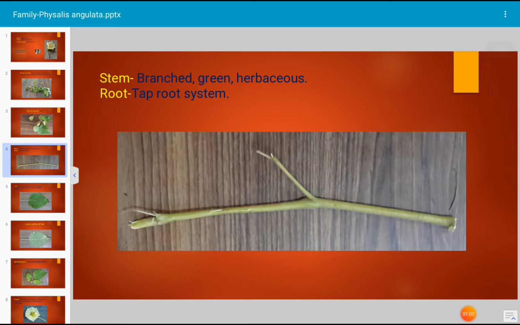How is the stem? It is a herbaceous plant, therefore the stem is green. It is branched and solid. And how is the root system? Root system is taproot system because it is a dicot plant.